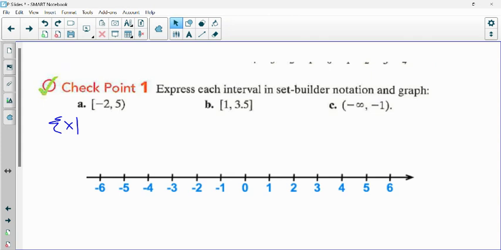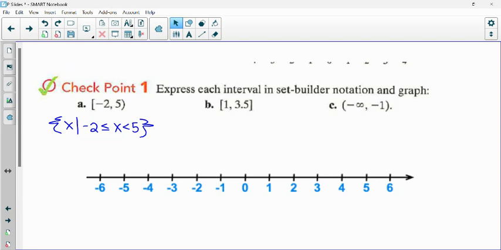So the -2 comes first. It's a bracket, so we'd have to have the equal to with it. We have our x in the middle, and then we have a 5 on the right side. It is not a bracket, it is a parenthesis, so it is not equal to, so we just put less than 5. So we're saying that x is between -2 and could be equal to -2 and 5, but not equal to 5. And we close our brace.